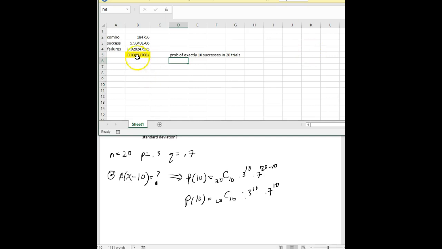Okay, so we get this number. That was kind of a manual way to calculate this. It's like us doing a hand calculation, but actually just using Excel to do the hand calculation. Now, granted, on a test, you will not be able to use this, right?